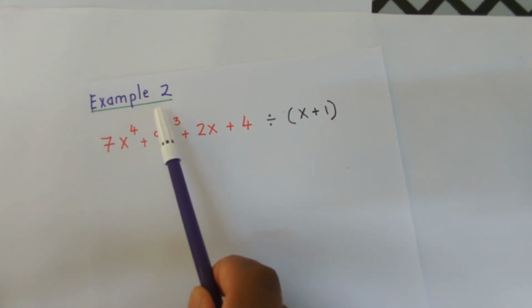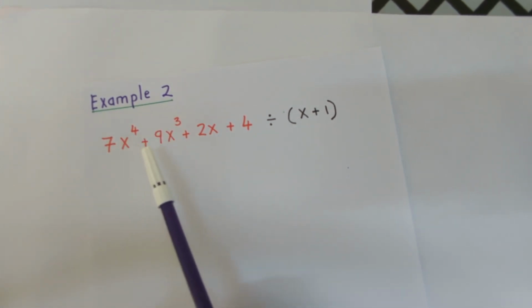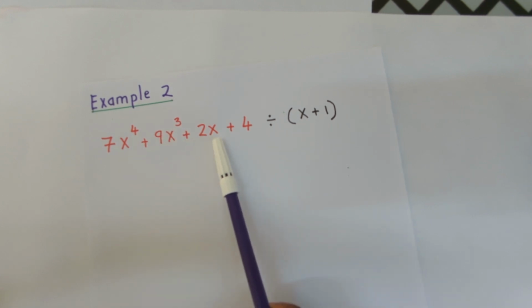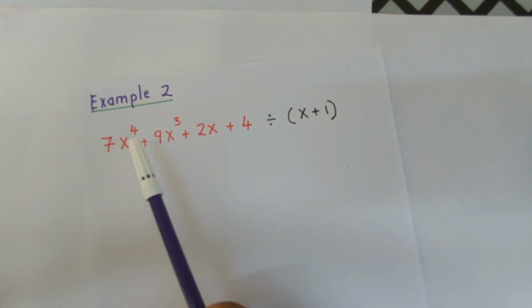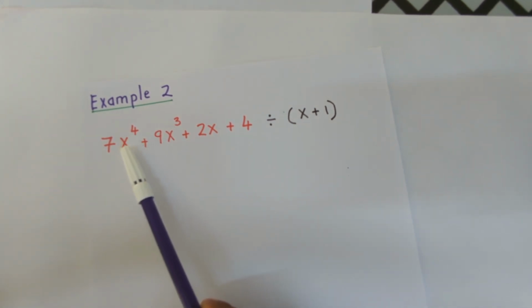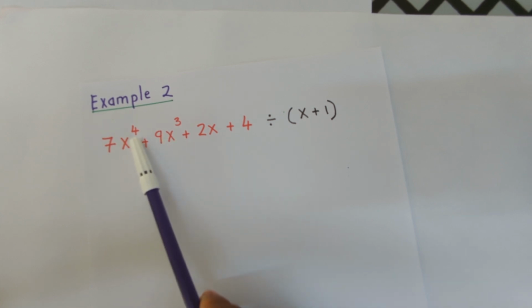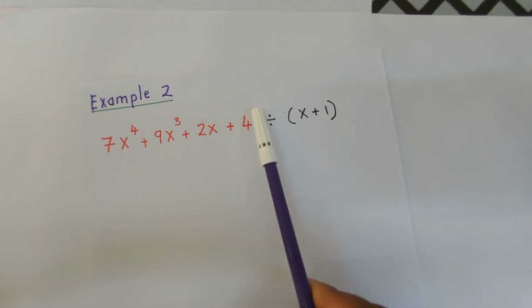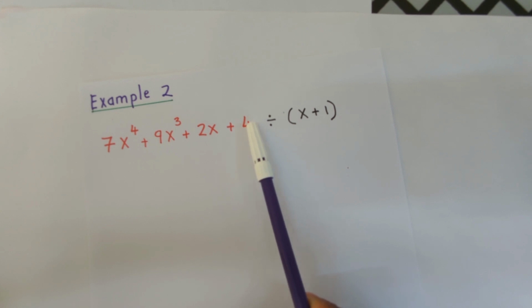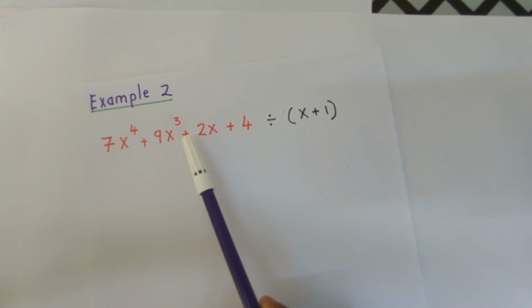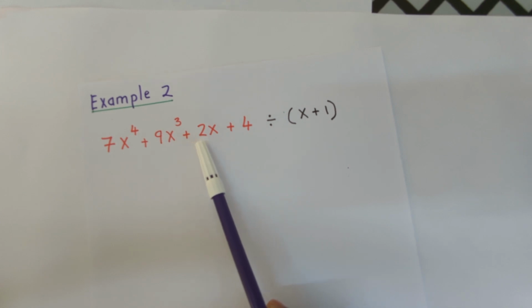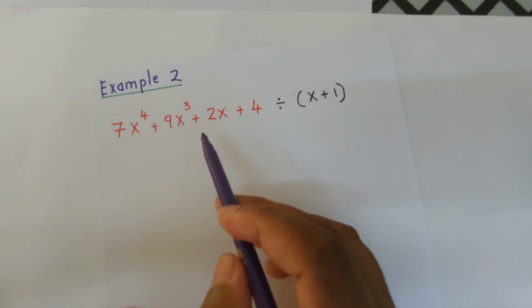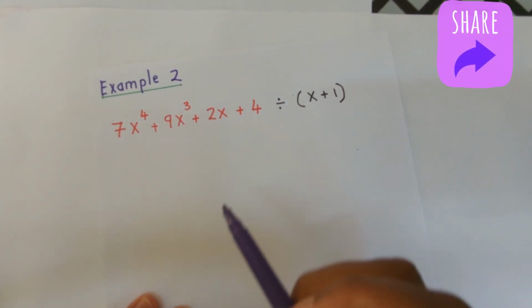Moving on to example number 2, we are given 7x to the power 4 plus 9x to the 3 plus 2x plus 4 being divided by x plus 1. So if you look at the exponents of our variable x, the first one is 4, the second one is 3, the third one is 1, and lastly 0, because we don't have an x here. So you can quickly realize that x to the power 2 is missing in our question. So what we need to do is to rewrite our question and add a 0x to the power of 2.